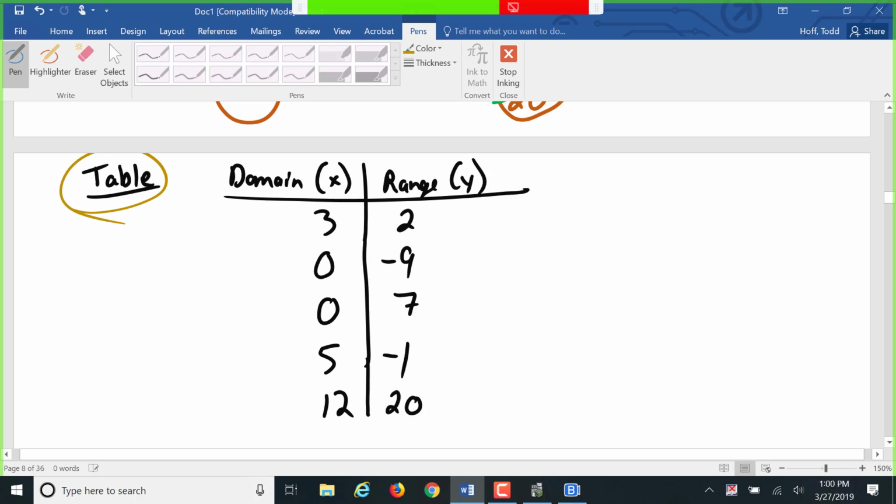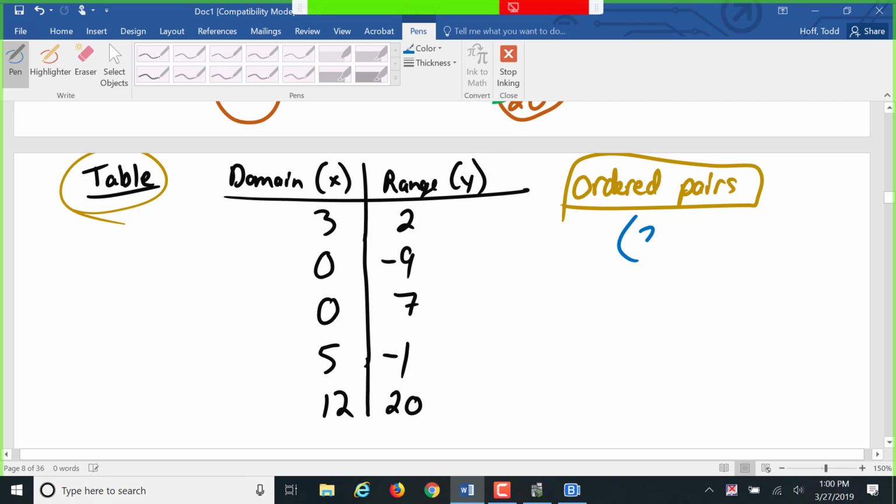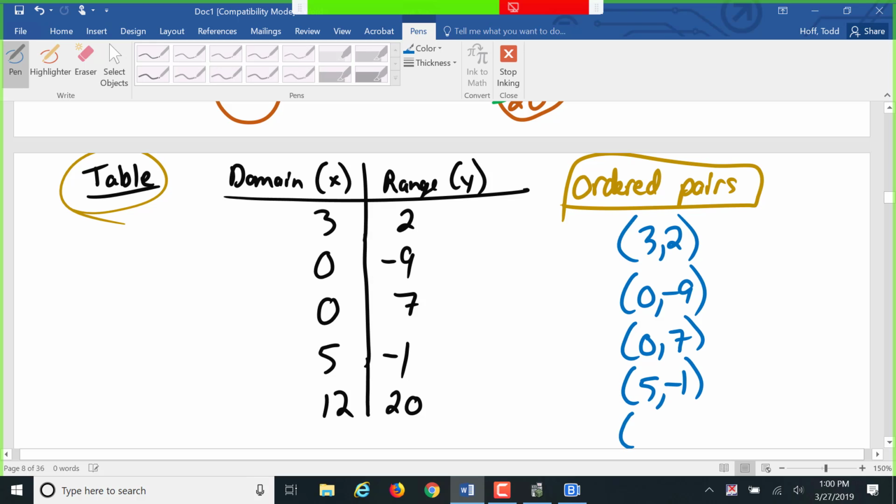A third way we could have expressed the relation. If we can express them in a table, we can express them as ordered pairs. I could have just done negative 3, 2. 0 became negative 9. 0 became 7. 5 becomes negative 1. 12 becomes 20.